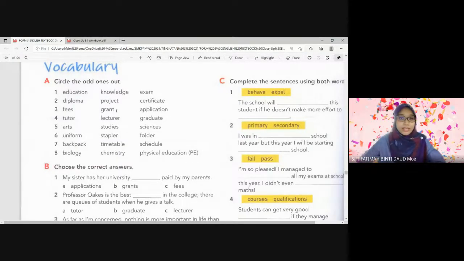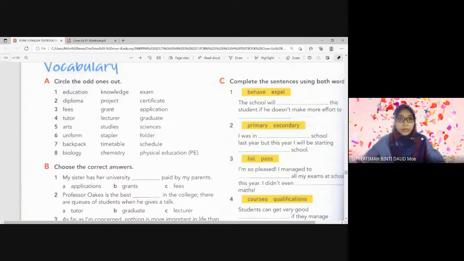Okay, so grant. If you have a brother or sister, you might be familiar with this word, the word grant. We usually use the word grant in university. Okay, a grant is a sum of money, a fund paid by the institution to the students. So for example, if you are in college and you want to do a project, you need money. So where can you get the money? You can get the grant from your college.